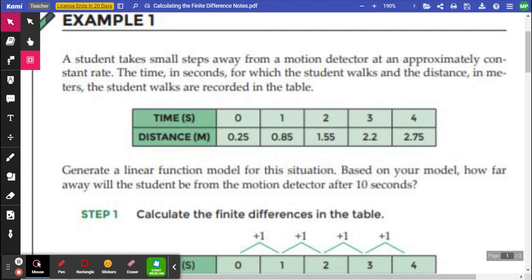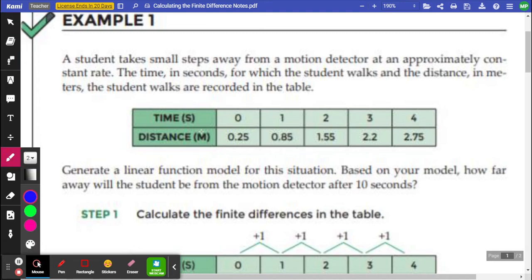So when we found slope the other day, what we did was we took this minus this and we put it over this minus this. So 0.85 minus 0.25. Okay? So that's what we're doing, is we're finding the difference.